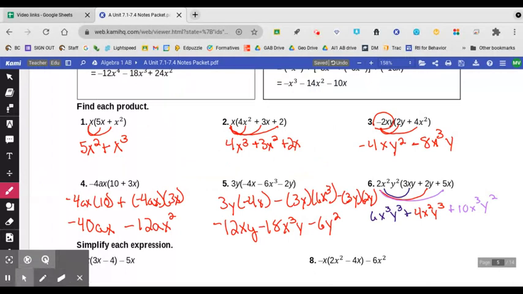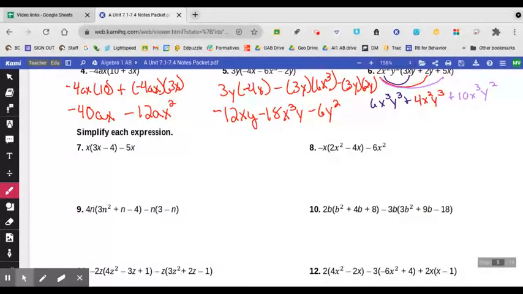So number 4 is negative 40ax minus 12ax squared. Number 5 is negative 12xy minus 18x cubed y minus 6y squared. Number 6 is 6x cubed y cubed plus 4x squared y cubed plus 10x cubed y squared.